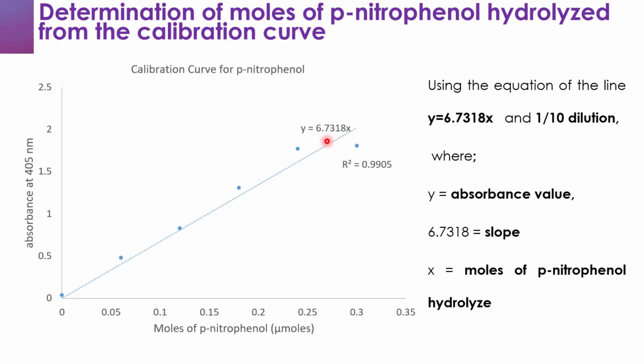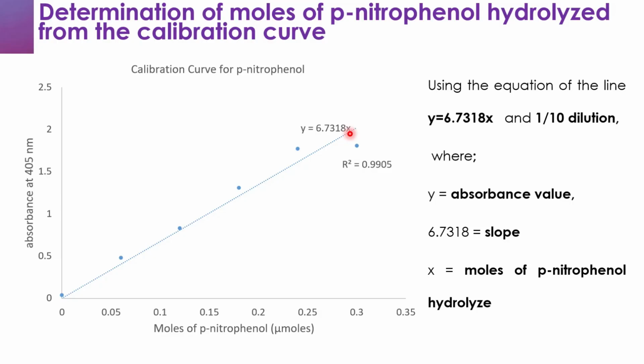equation of the line, which is giving us y equals 6.7318 s. Where the y happens to be the absorbance value, the 6.7318 happens to be our slope, and the s happens to be the moles of p-nitrophenol hydrolyzed.